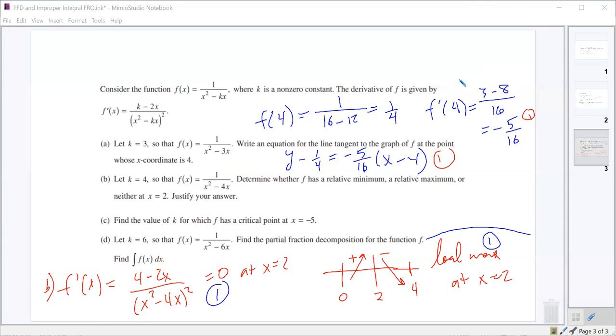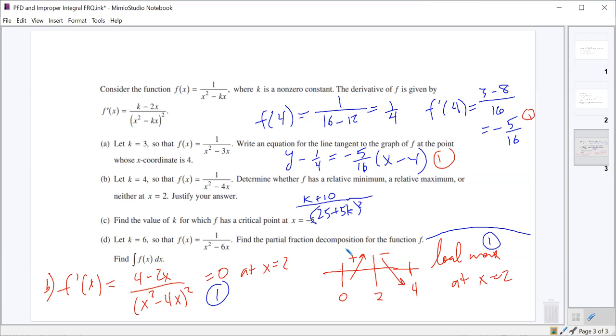All right. And then for part C, we want to find the value of k for which f has a critical point at x equals negative 5. So we will just plug in the value of negative 5 into f prime. So we end up with (k plus 10) over (25 plus 5k) squared.